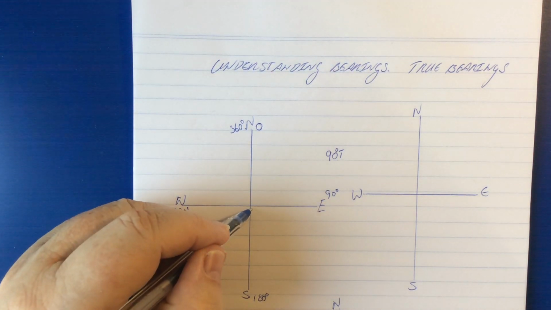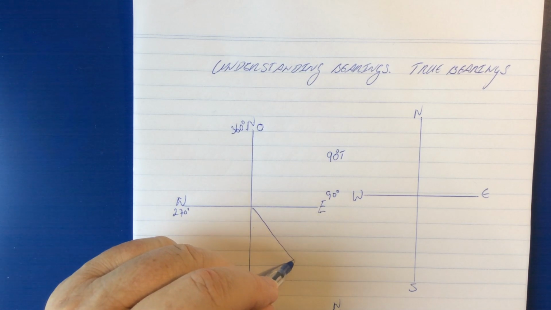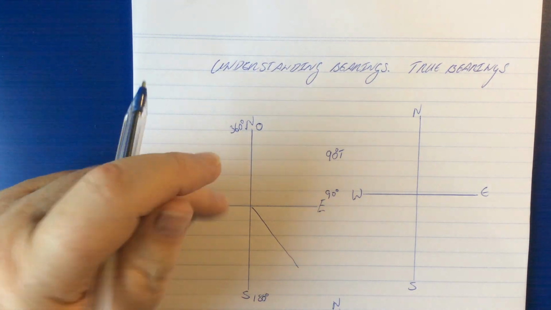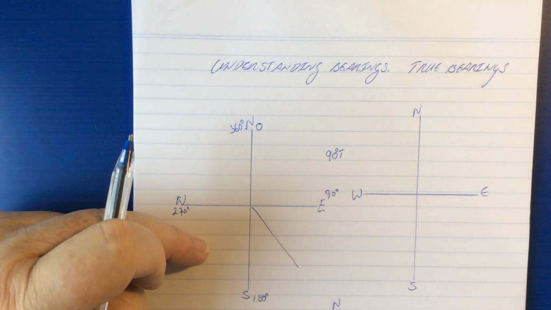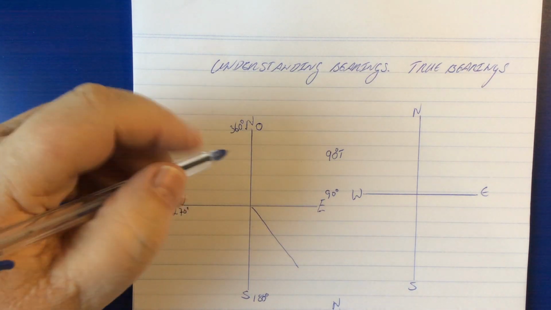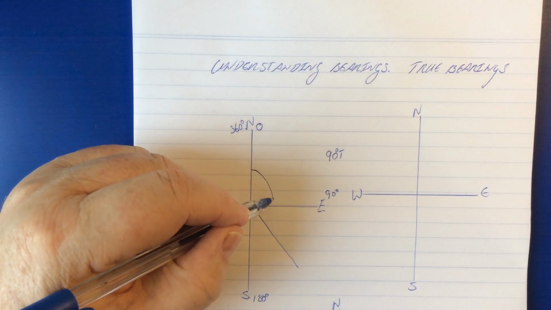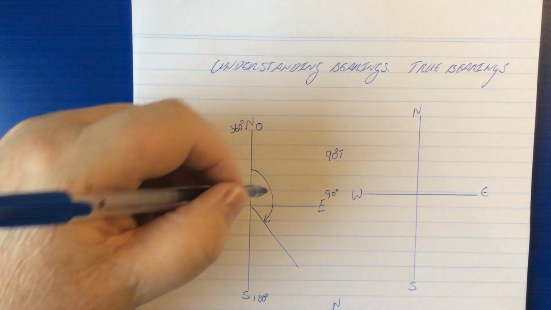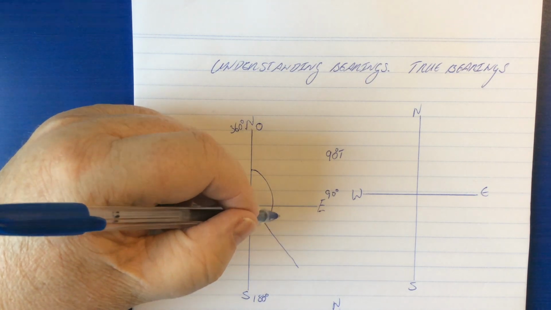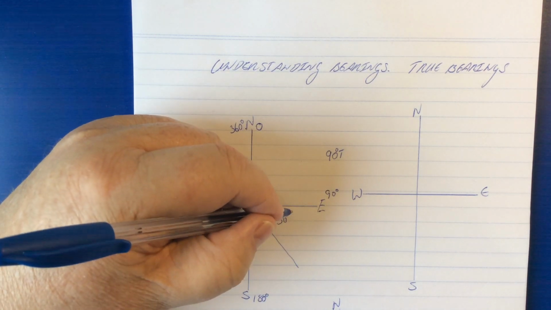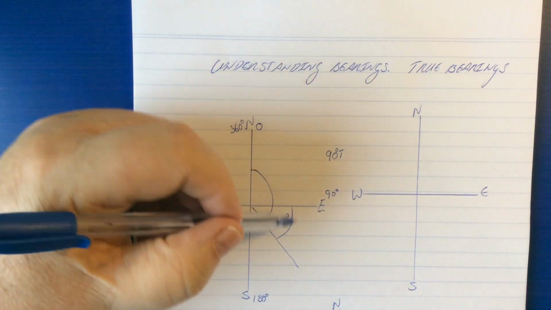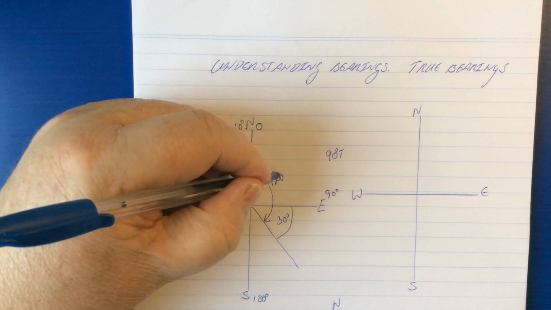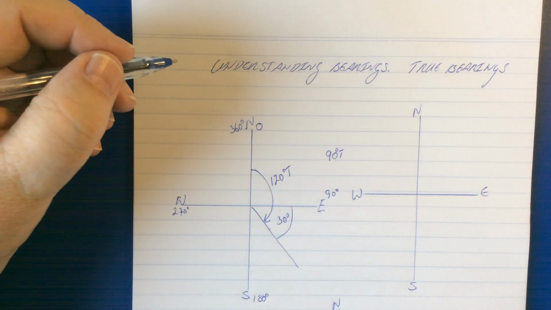Now, if we have a bearing down here, if we're trying to describe the angle that this line makes with, we'll call it a Cartesian plane or compass, we calculate that angle from here to here. So it's going to be 90 degrees plus whatever is in here. So if this is 30 degrees, then the whole angle will be 90 plus 30 degrees, 120 degrees true.